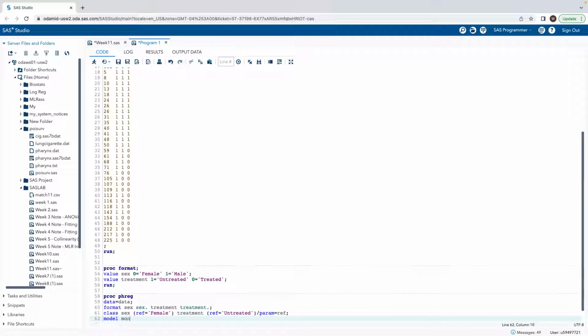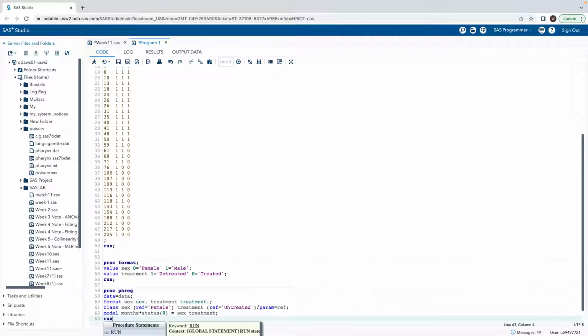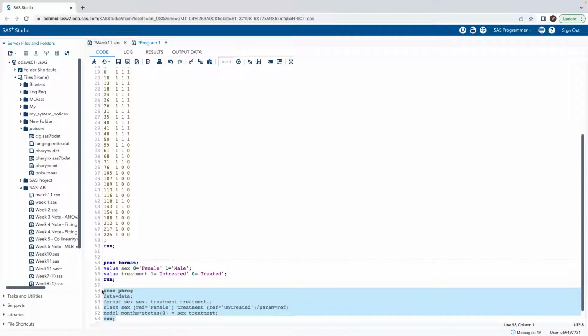So you start with telling SAS the outcome is survival, so survival time times status. And what you put next to status is telling SAS what censored data looks like, so you put 0. And then next, you just put what you want in the model, so in our case, sex and treatment. And I think that's everything you need to get the bare minimum.